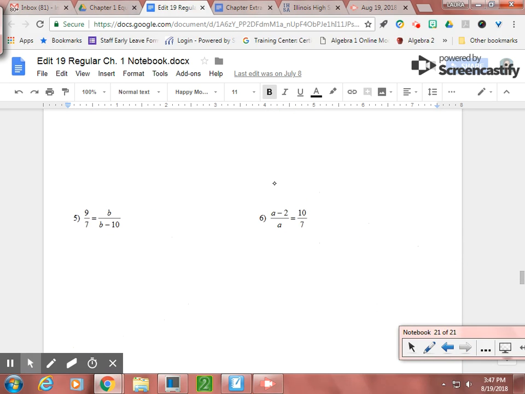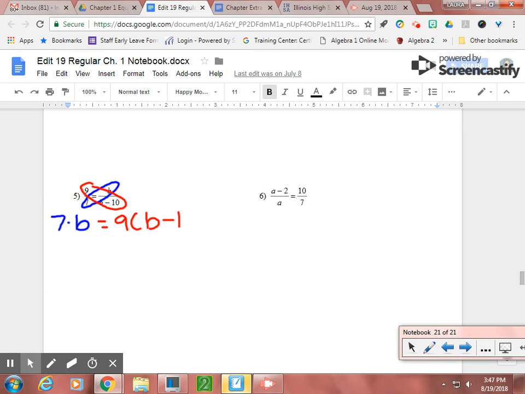Okay, to our last two here, doing the same thing except there's a couple more variables here. So when we go this direction, we're going to get 7 times b. When we go this direction, we're going to get 9 times b minus 10. So in the blue, we're going to have 7b, because that's what 7 times b is. Here, we're going to distribute and get 9b minus 90.